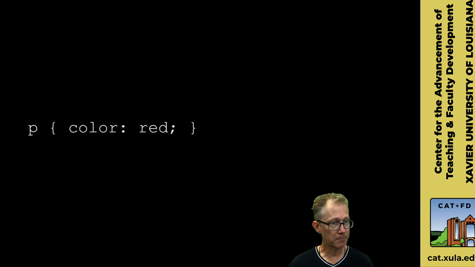The selector is P, the paragraph, good old paragraph element from HTML. And in between the curly brackets, we have a very simple style rule. As you can probably discern, we're saying that the color should be red. In other words, the color of the text in our paragraphs should be red. If you put this style rule into a web page, it's going to make every paragraph have red text in the entire web page.